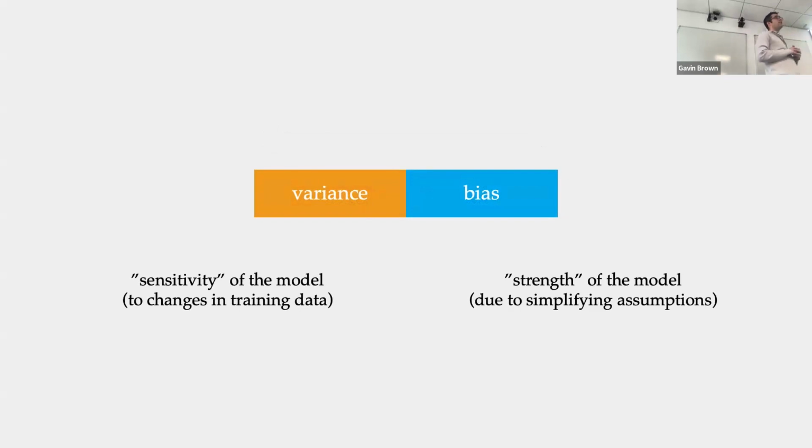One is the variance, and that's the sensitivity of the model to changes in its training data. The second is the bias, and that's commonly thought of as the strength of the model. Due to simplifying assumptions in the model, you get a bias in some sense. There are more precise definitions that I'll come on to.